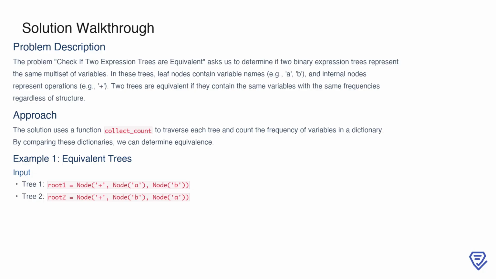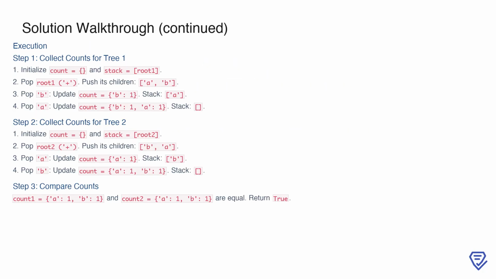Let's break this down further step by step. The process begins by collecting the counts of variables for each tree. Starting with tree 1, we initialize an empty dictionary count and a stack containing the root node. We pop the root node, which is the plus operator, and push its children, a and b, onto the stack. Next, we pop b from the stack, a leaf node, and update the count dictionary to b:1, then we pop another leaf node, and update the dictionary again to a:1, b:1.